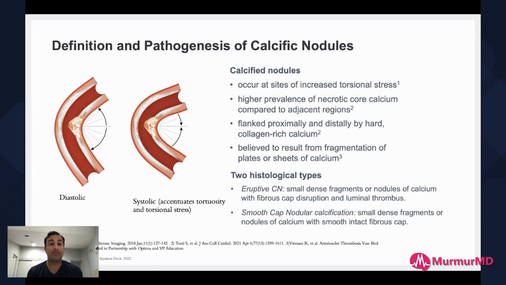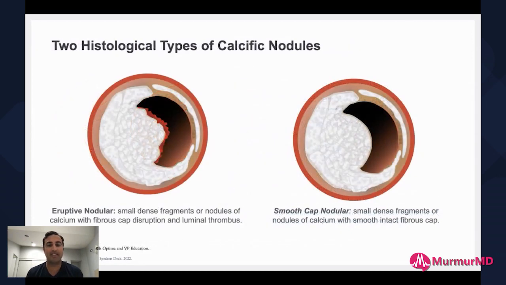So what are they consistent of? A higher prevalence of necrotic core, especially compared to the adjacent regions. And then there's this hard collagen-rich calcium around that, and it looks like a little boulder or mountain that's protruding into the artery. This is something I was learning about too, because you do a lot of imaging, then you read more OCT and IVUS literature, and you realize there are histologically two types of calcium nodules: the eruptive type and the smooth nodular type.